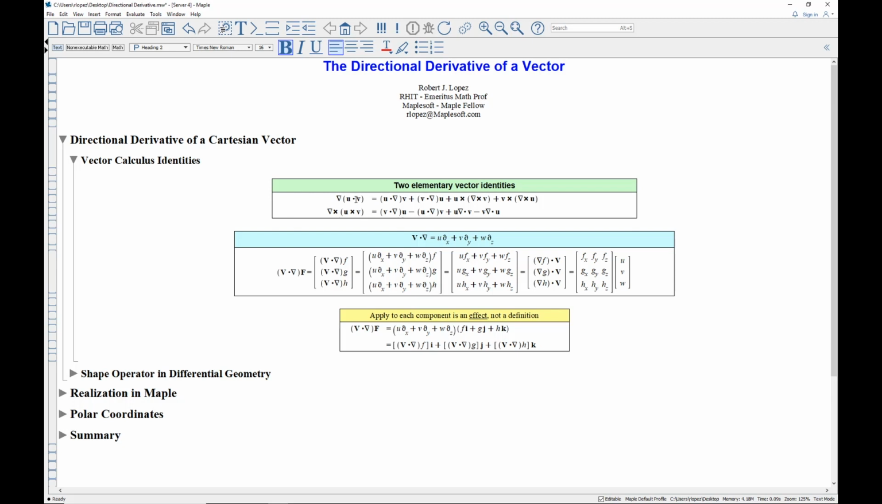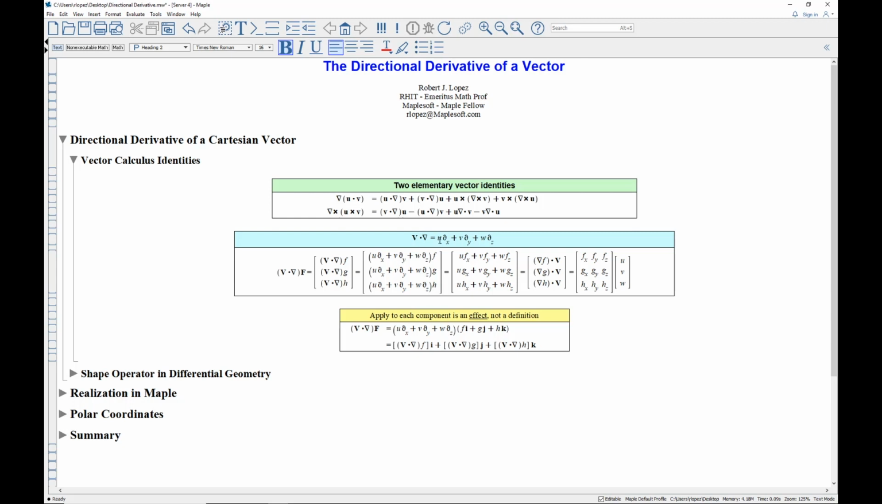Gradient of a dot product, curl of a cross product. And you see it right here and here and here and here. Look, u dot del is an operator. It's interpreted as the directional derivative operator acting on a vector. And you see it here and here and here and here.